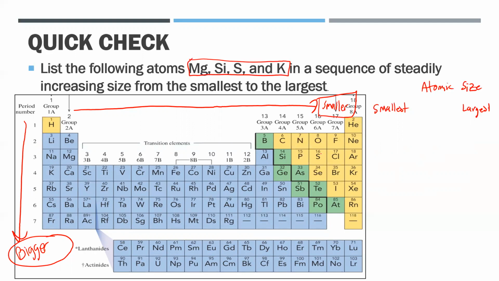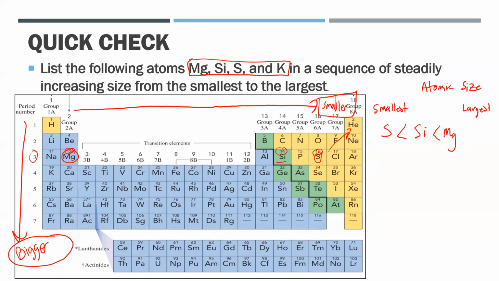So if I look, sulfur is the closest to helium. It's in the 3rd energy level, and it's got an atomic number of 16. So sulfur is the smallest. Now, if I look at silicon, it's also in period 3, but it only has an atomic number of 14. So it has fewer protons pulling on that third shell. So it's a little bit bigger. If I keep going across, I'll get to magnesium. And magnesium's also in that third shell, but it only has 12 protons pulling on it. So it's slightly larger.